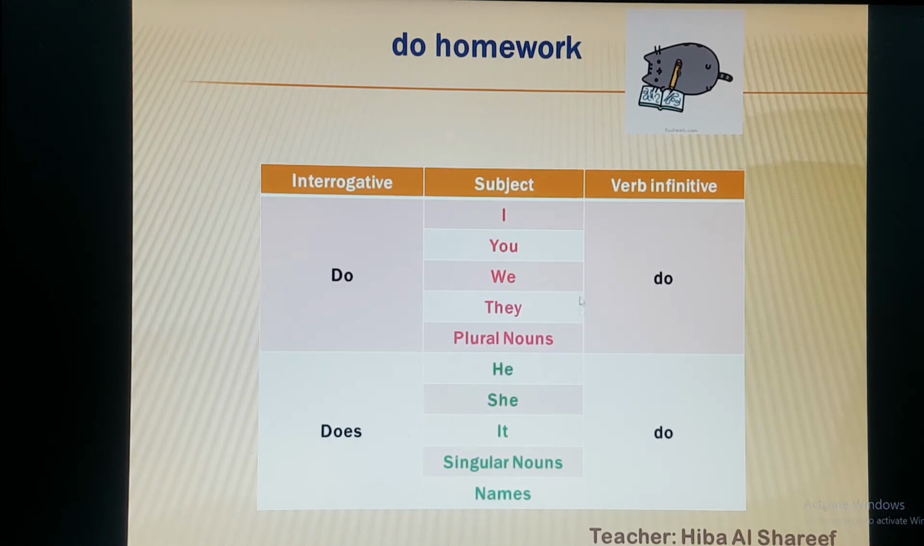But if the subject is he, she, it, singular nouns or names, we use does at the beginning of the question, then we have verb infinitive. إذا نحطيها قاعدة، بعد do does الفعل بيأتي مجرد without s, without ing, without ed، وبرضه بعد doesn't و don't النفي منهم بيجي الverb مجرد.